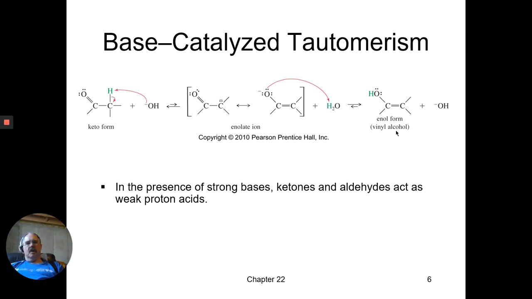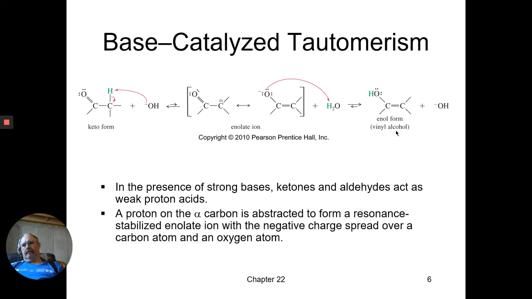So in the presence of strong bases, ketones and aldehydes can act as weak proton acids. A proton on the alpha carbon is abstracted to form a resonance stabilized enolate ion with a negative charge spread over the carbon atom and the oxygen atom. The equilibrium still favors the keto form over the enolate anion.